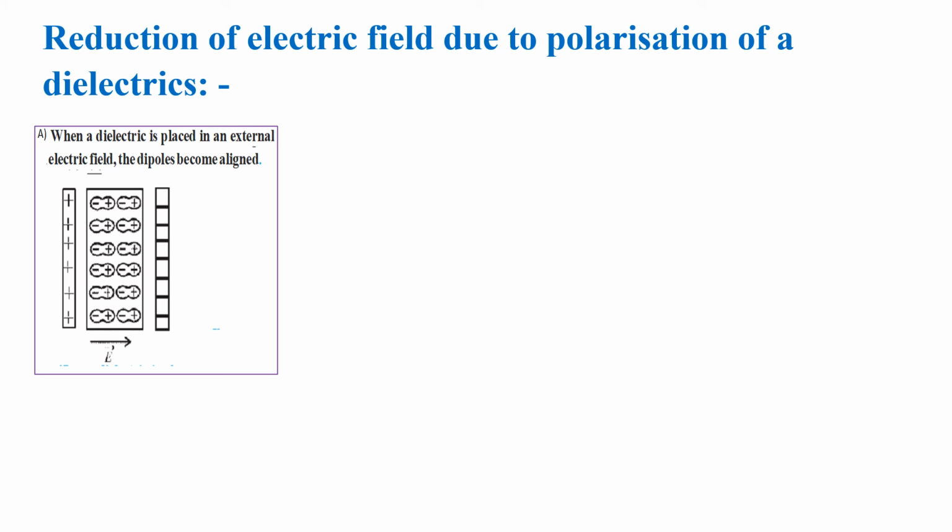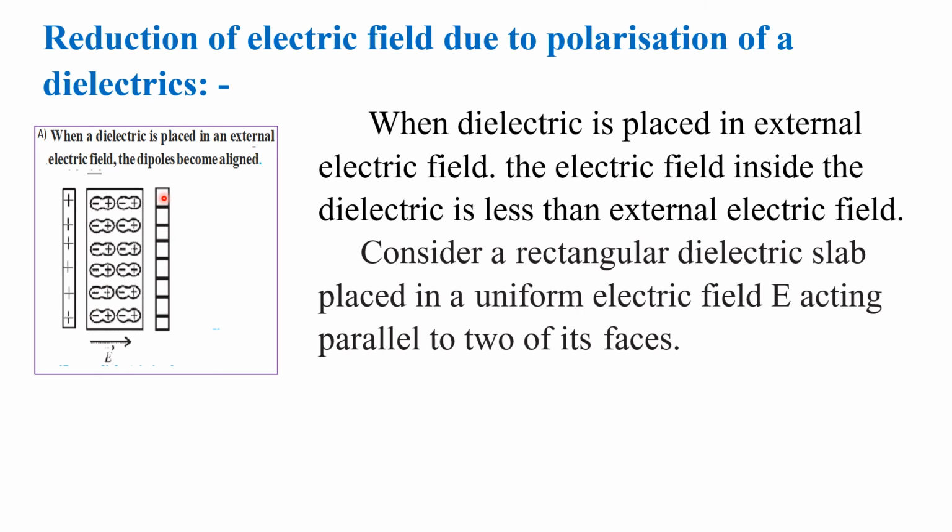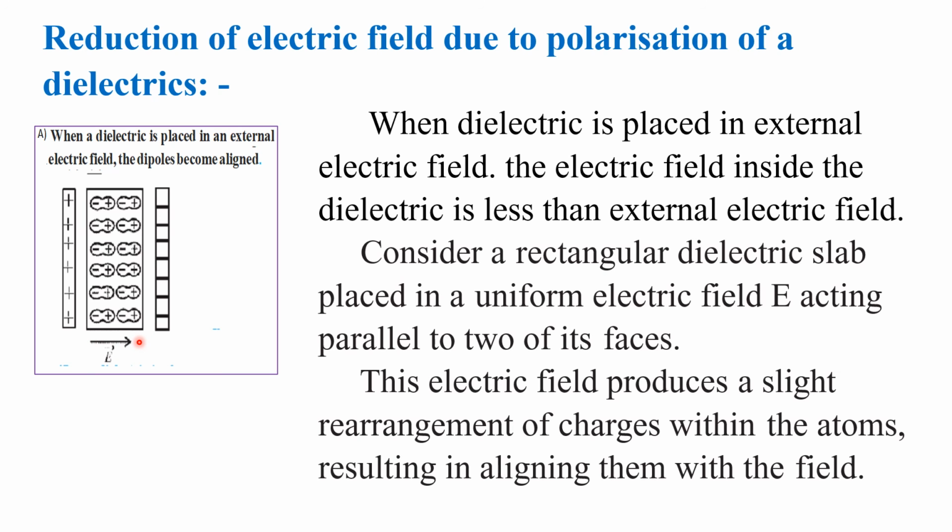In this article, we will see the reduction of electric field due to polarization of dielectrics. When a dielectric is placed in an external electric field, the electric field inside the dielectric is less than the external electric field. It shows that the applied electric field must be greater than the electric field induced in the dielectric slab. Now consider a rectangular dielectric slab placed in a uniform electric field E, acting parallel to two of its faces, as shown in the figure. This electric field produces a slight rearrangement of charges within the atom, resulting in aligning them with the field. This dielectric slab contains positive and negative ions.